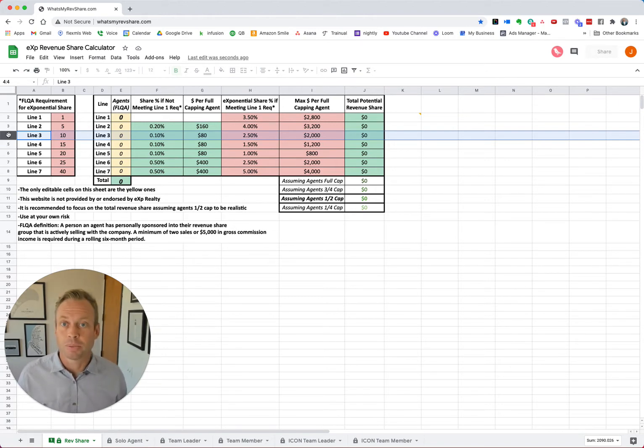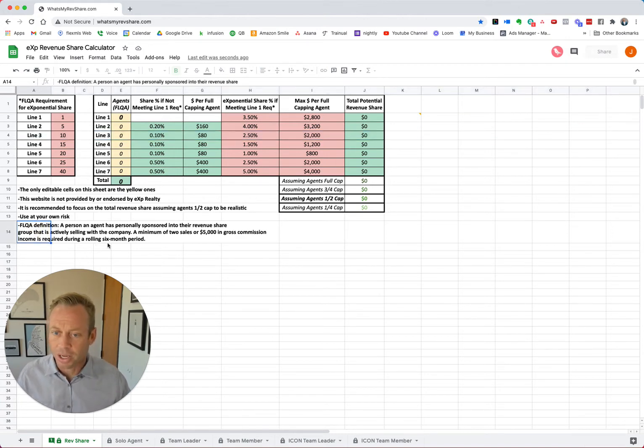And it can't just be anybody. You can't just sign up people who don't actually sell houses. We all know that most realtors don't sell houses. So you have to have signed up somebody who is selling, and it's defined down here in the FLQA section: has either sold 2 homes, one every 6 months, or $5,000. That's the basic qualification for what we call an FLQA, a frontline qualifying agent.